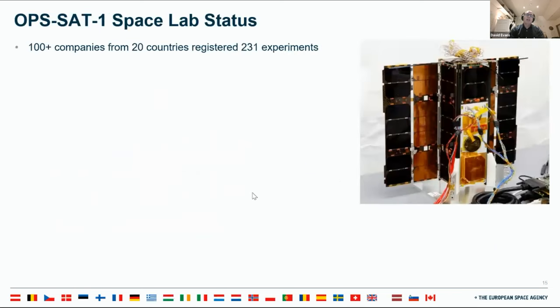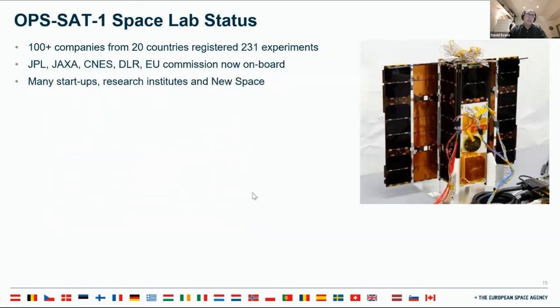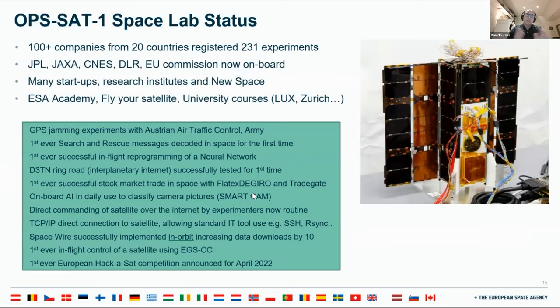Okay, where are we? Space lab status: we have lots of companies, lots of countries, 231 experiments at the time. We have JPL, JAXA, CNES, DLR, and the EU Commission are also there. Many startups, research, lots of new space, and lots of education as well. These are just some examples of things that we've done. D3TN is there as an example in the middle, but lots of other stuff is there. And our fastest submission-to-results time, meaning the time from somebody submitting an idea to actually getting the results, including all the testing and everything, was 72 hours.